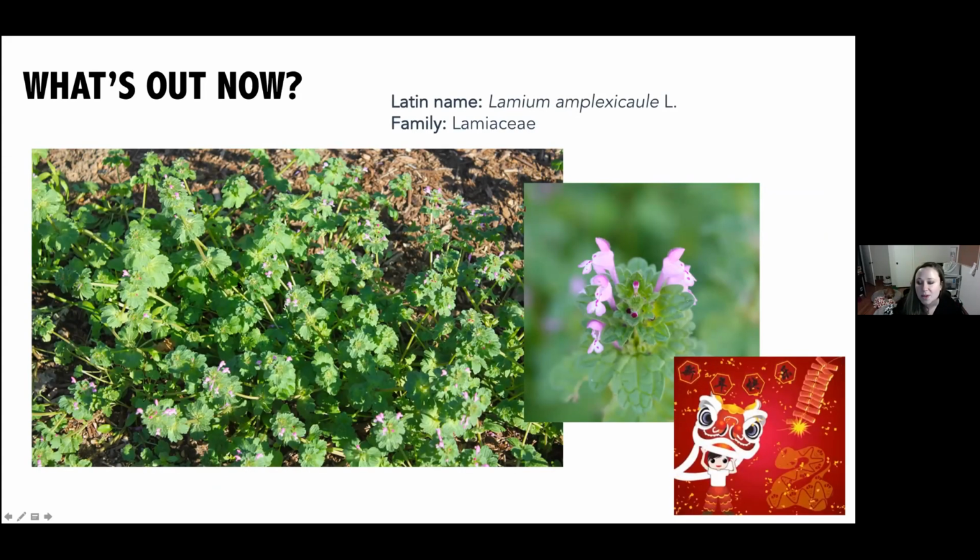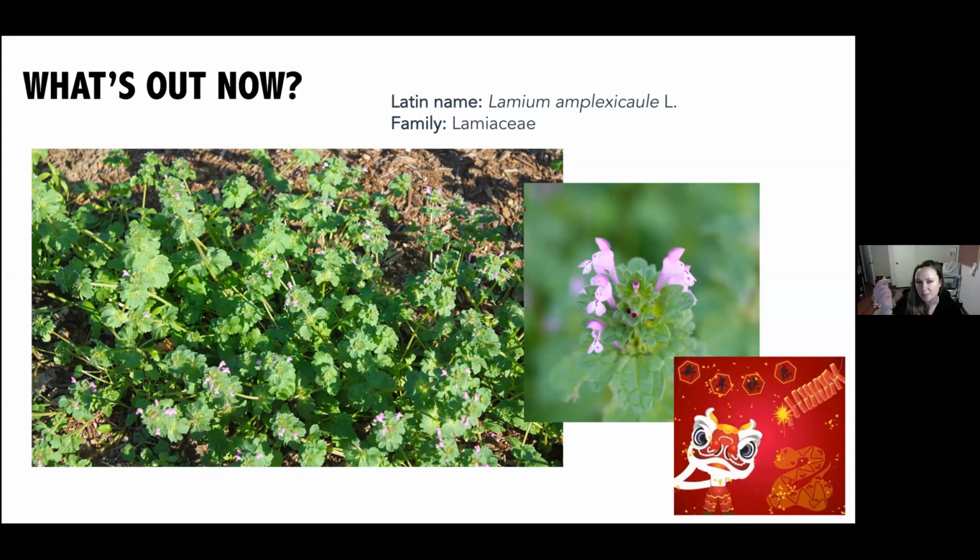Henbit, this is one that I don't mind so much, but some people just really don't love to see in their yard, but it is in the mint family. You'll be able to identify that from its square stems. So if I pick up a stem of this, I'm going to be able to roll it around in my fingers. So henbit, another winter annual that we might start to see blooming around this time of year.